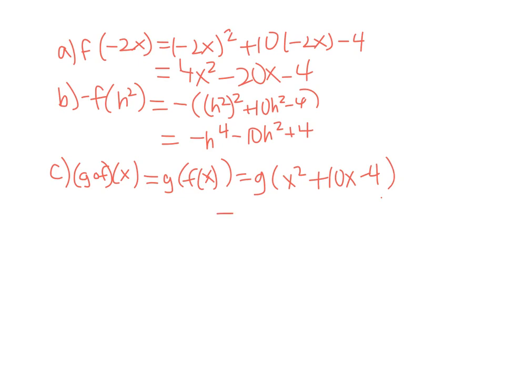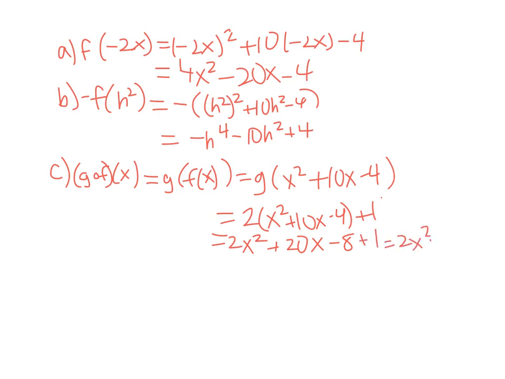And every x that we have in our g function, which is 2x plus 1, every x that we have in there is going to be replaced with this x squared plus 10x minus 4. And then we also have our plus 1. If you simplify it out, we get 2x squared plus 20x minus 8 plus 1, which gives us 2x squared plus 20x minus 7.